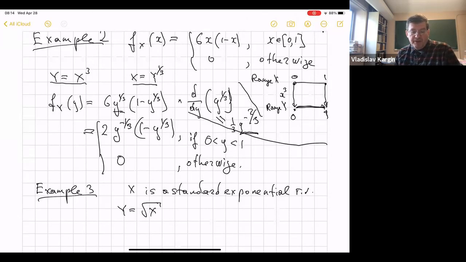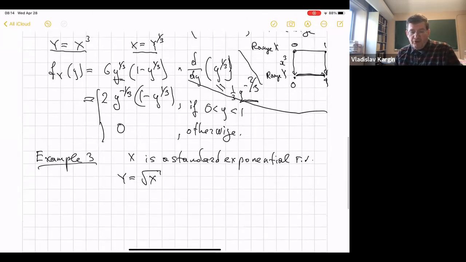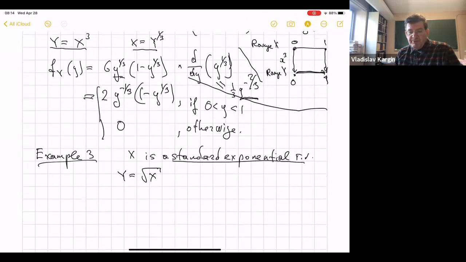And so now, what's the density of x? Well, it's a standard exponential random variable, which means that f(x) is equal to e to the minus x if x is greater than or equal to 0, and 0 otherwise.